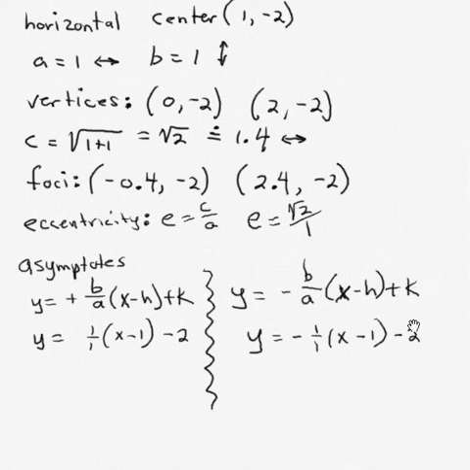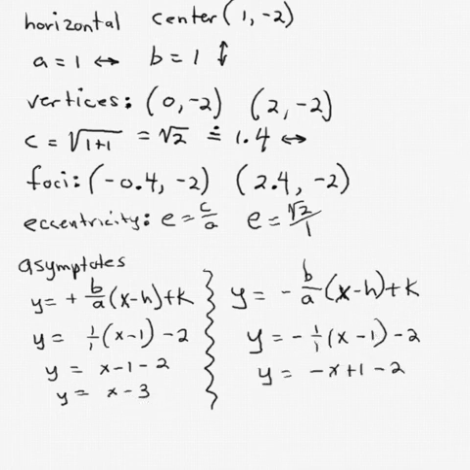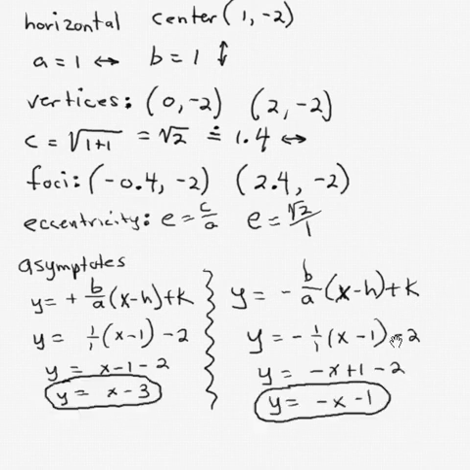H is still 1, k is still negative 2. Simplifying that, 1 distributed out is x minus 1. Subtract 2 from that is x minus 3. Over here, distribute out the negative, so that's the opposite of x plus 1. Subtract 2 from that is going to be y equals the opposite of x minus 1. And there's the equations for our two asymptotes.